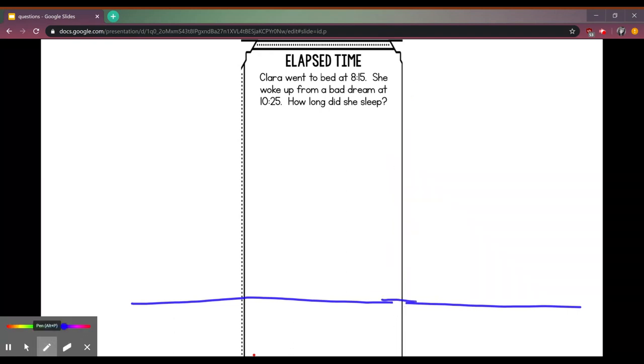So, to figure out how much time has passed between 8:15 and 10:25, we want to first figure out what time we're starting at. The very beginning of the problem, it says that Clara went to bed at 8:15. So that's going to be when she first laid down to go to sleep, which will be our starting number. So I'm just going to write 8:15 right here.